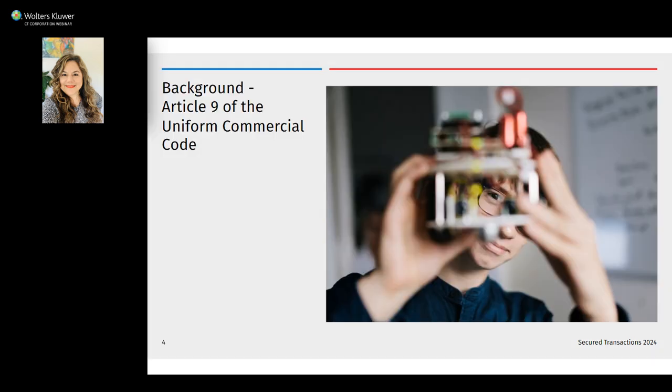So let's look at this picture here. They say that a picture is worth a thousand words. Here's this young person holding what I think is a robot that he's built. And imagine that he wants to expand and make lots of different robots. Well, he could go to a bank and he could pledge his collateral, which is that robot there, because a robot that's not attached to anything is most likely going to be classified as personal property. And that's really kind of what we're going to be talking about today.